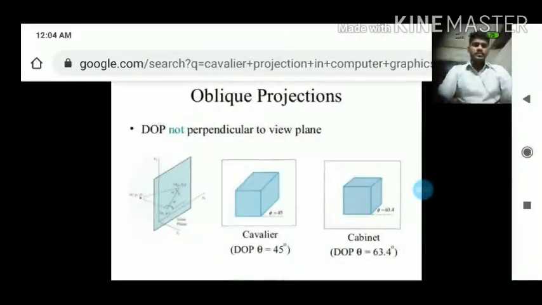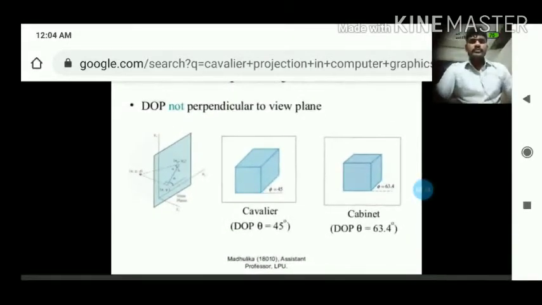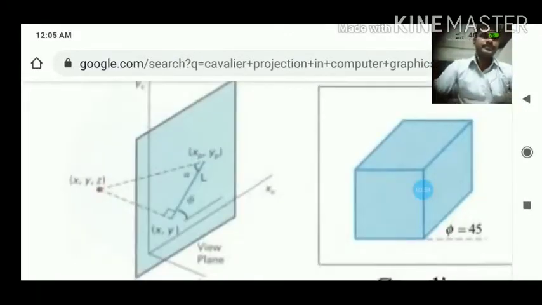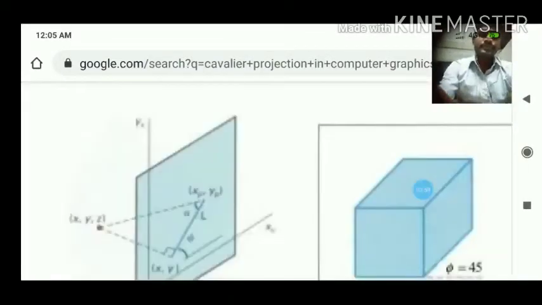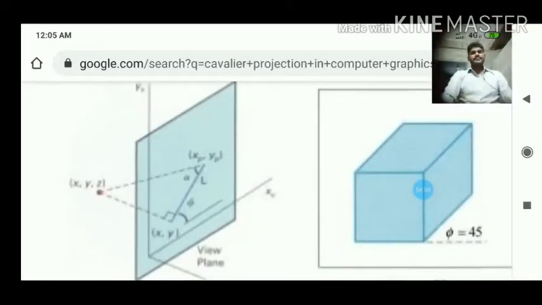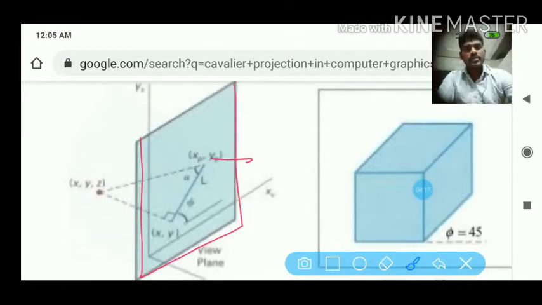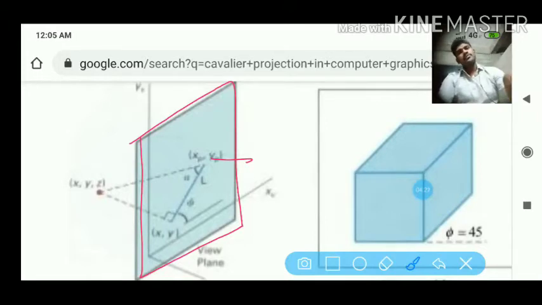Look at here. These are the figures of oblique projections. Oblique projections are not perpendicular to the view plane. Look at here, I will explain. This is our main point, the viewport. This is our plane, where the figure would be drawn. The projection is nothing but drawing everything on that plane.